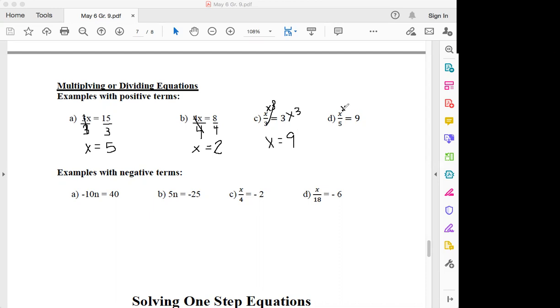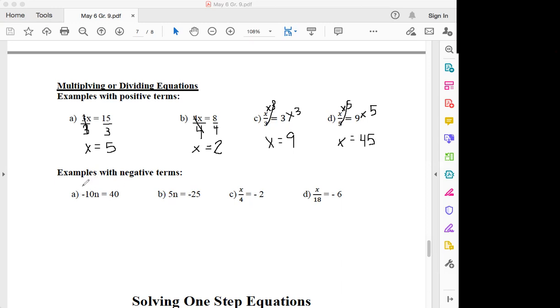Same thing here. We're going to multiply by 5 because the opposite of division by 5 is multiplication. So we're going to be left with x, and it's going to be 9 times 5, which is 45. Okay, so we're going to try this with some negative terms. Just keep in mind that the negative or the positive always stays with the number that it's attached to. They're kind of like Siamese twins, I like to think of them as.